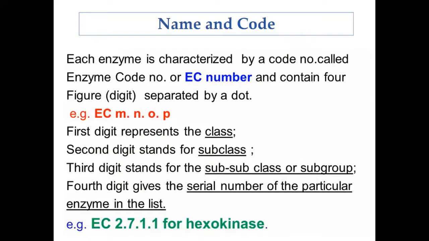All enzymes have a specific code number. All enzymes have this code because in our body we have many enzymes, and we use this code. Let's show this code. The first number represents the class. We spoke about 6 classes of these enzymes. The second digit stands for the subclass. Third, the sub-subclass. And fourth, the serial number of the particular enzyme in the list.